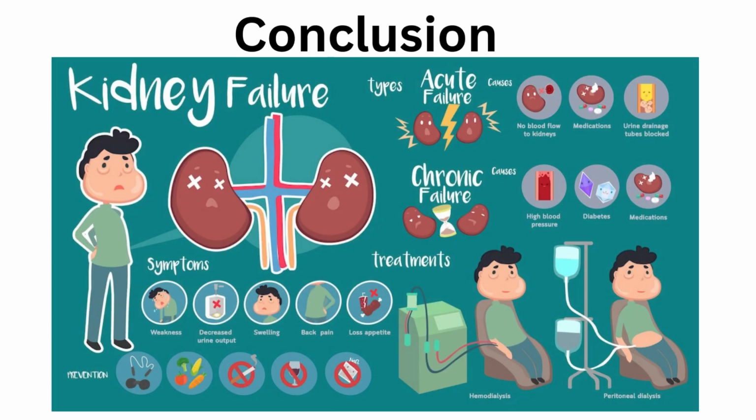And conclusions. Acute renal failure is a common and potentially reversible condition if identified early. Understanding its cause, pathophysiology, and clinical presentation allows for timely intervention, prevention of complications, and improved patient outcomes. Early recognition and prompt management remain the cornerstone of care.